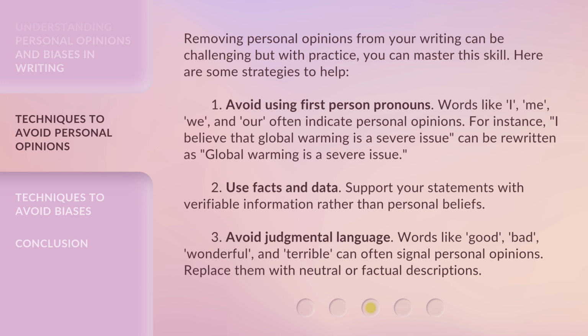1. Avoid using first-person pronouns. Words like I, me, we, and our often indicate personal opinions. For instance, I believe that global warming is a severe issue, can be rewritten as global warming is a severe issue. 2. Use facts and data. Support your statements with verifiable information rather than personal beliefs. 3. Avoid judgmental language. Words like good, bad, wonderful, and terrible can often signal personal opinions. Replace them with neutral or factual descriptions.